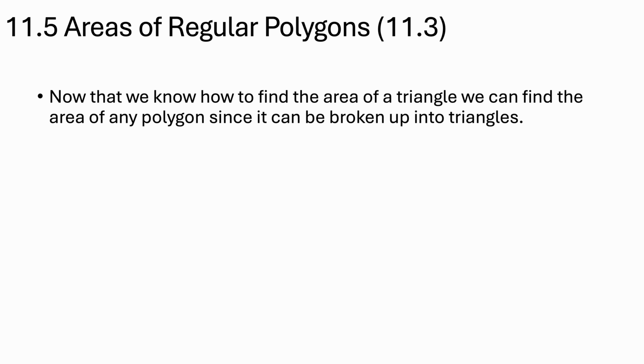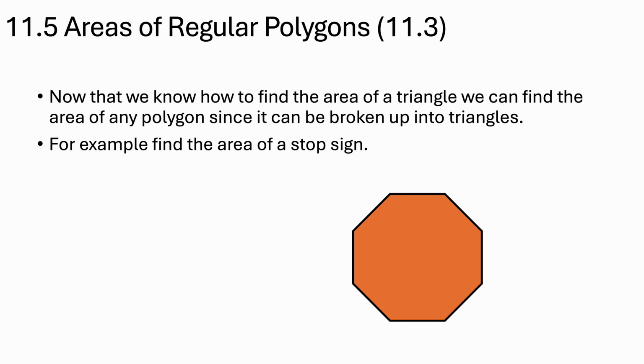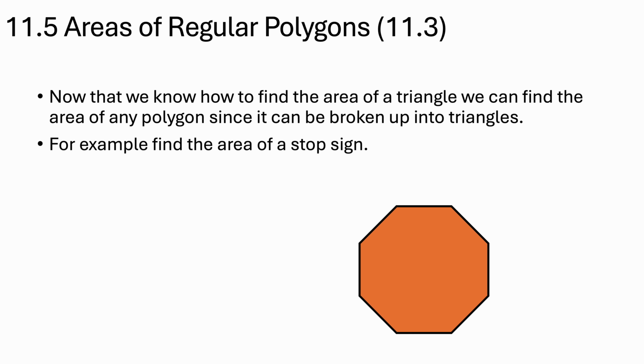Area of regular polygons. Regular polygons have all sides equal. That is what a regular polygon is. If all the sides are equal, then it also means that all the angles of a regular polygon are equal. So this is a regular polygon, which is the stop sign. You can see it has 8 sides. It's an octagon. So you have to find the area of this shape.